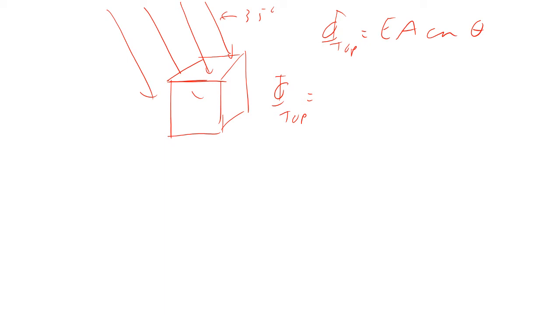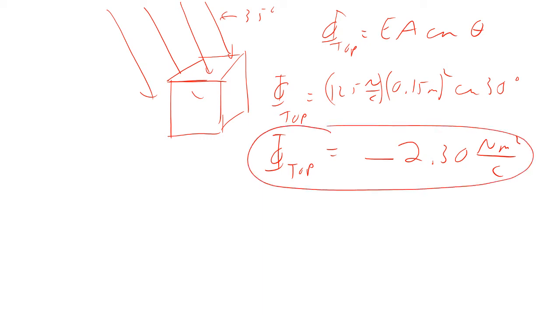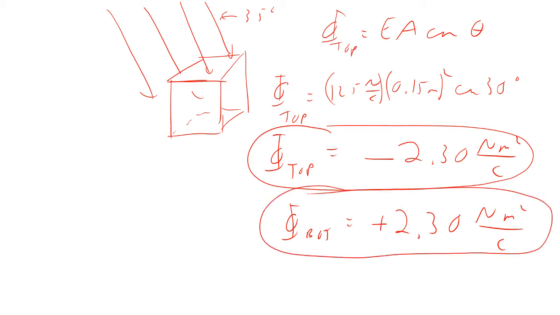So that's going to be 125 newtons per coulomb times 0.15 meters squared times cosine 35 degrees. So the flux in the top is going to be equal to minus 2.3 newton meters squared per coulomb. What about in the bottom? Well, the electric field lines are still hitting the bottom with the same angle, so that's also 2.3 newton meters squared per coulomb, except it's going to be positive because it's going out the bottom.